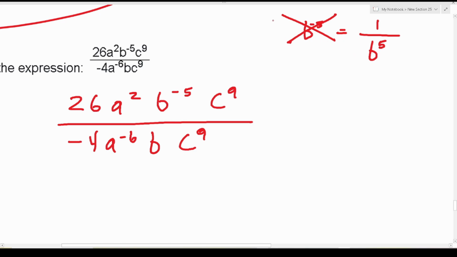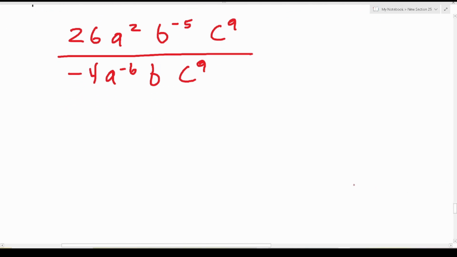And likewise, if you have 1 over a to the negative 6, you can't have a negative as an exponent. This tells you to bring it to the numerator. So this is the same as a to the 6th. So the very first thing I'm going to do here is I'm going to take care of these negative exponents. We cannot have them. Okay?